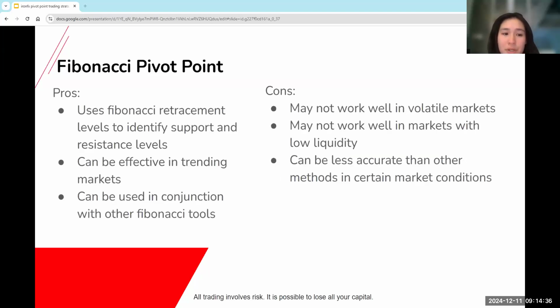Okay, Fibonacci pivot point. So this uses Fibonacci retracement levels to identify support and resistance levels. So it can be effective in trending markets and can be used in conjunction with other Fibonacci tools as well. Cons is that it might not be effective in volatile markets, might not work well in markets with lower liquidity, and it can be less accurate than other methods in certain market conditions.